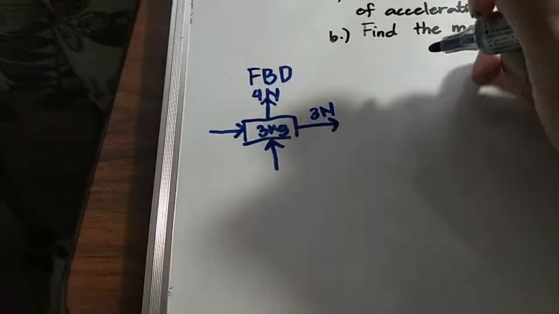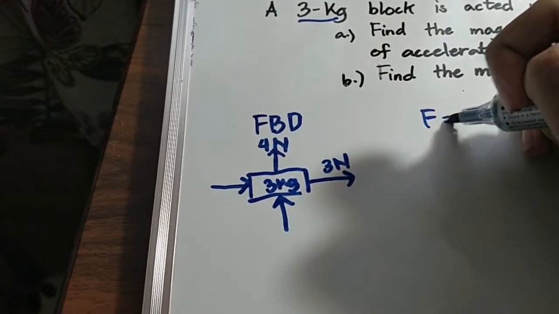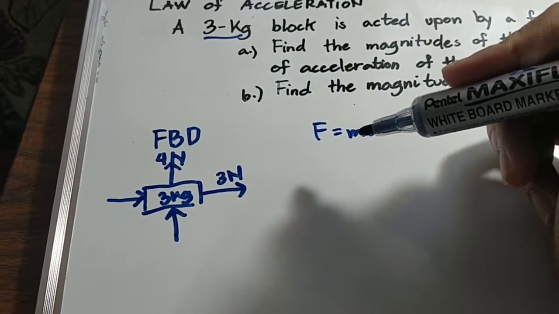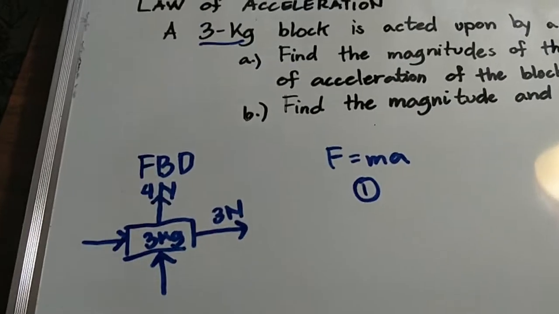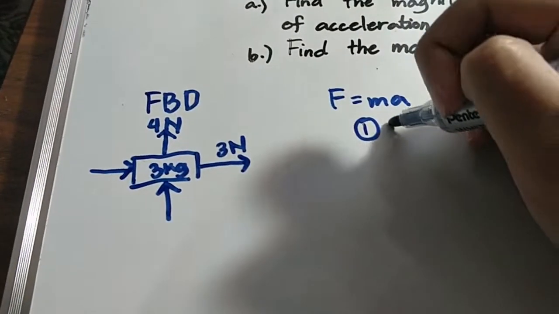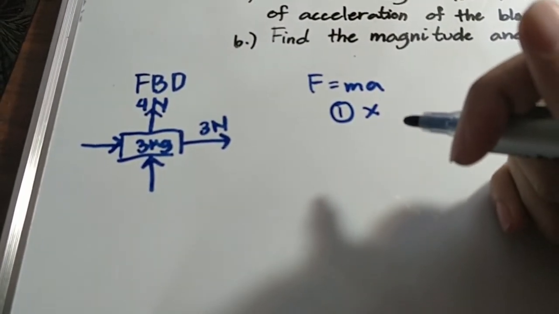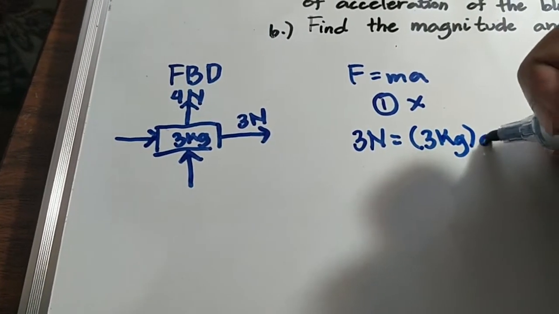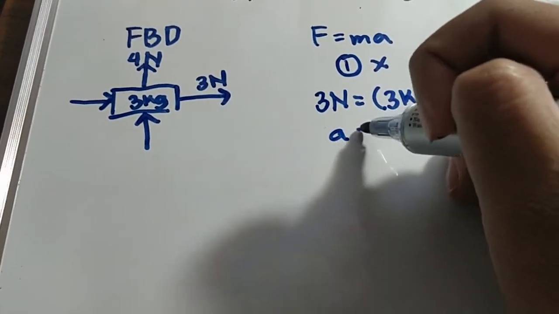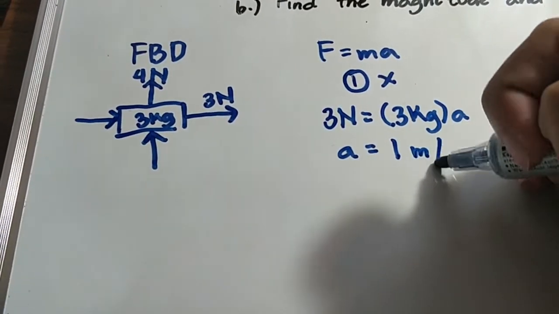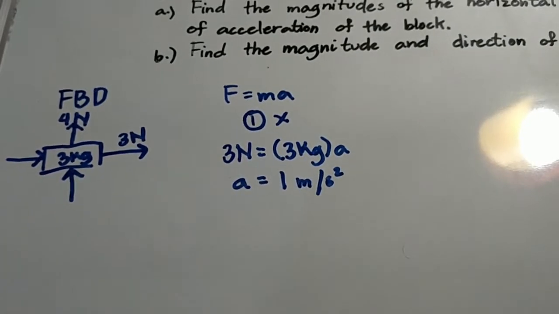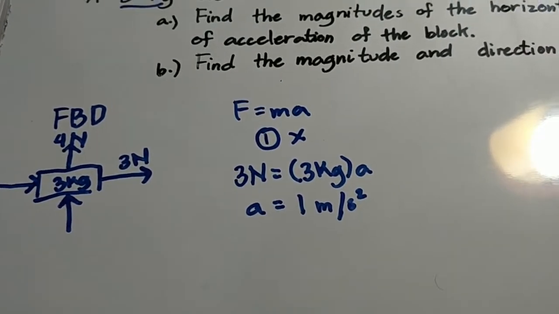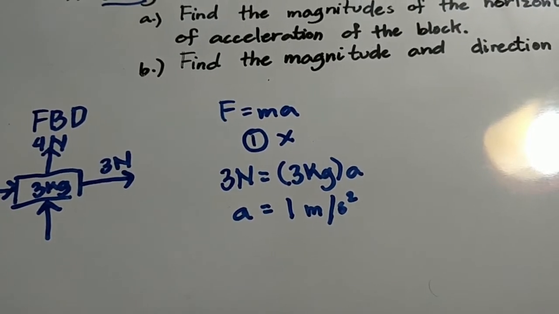Ang next step na ating gagawin is substitute the given into this formula. So for number 1, unahin natin ang x component muna tayo. Yan. So force mo in terms of x is 3N equals mass, which is 3 kilogram times a. Then, divide both sides by 3. A is equal to 1 meter per second squared. Laging ang iyong unit sa acceleration is meters per second squared. And sa mass, laging kilogram yan. And sa Newton, sa force, laging Newton. Or meters per second squared times kilogram.